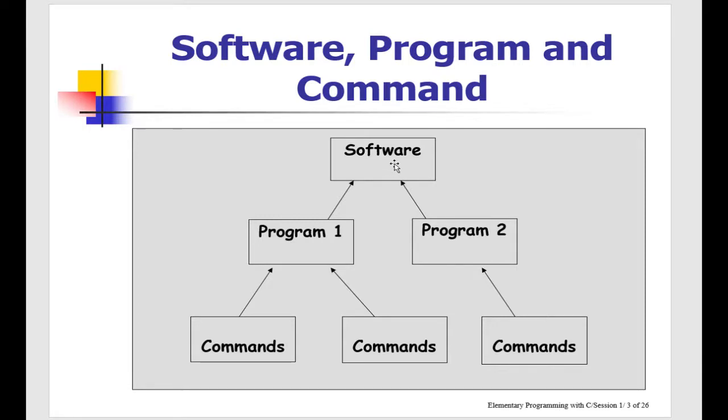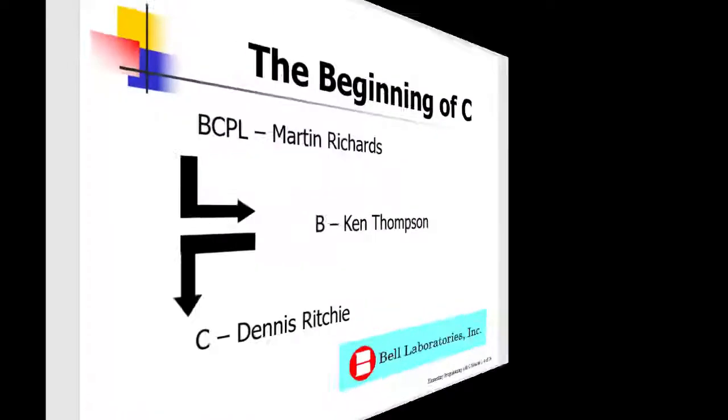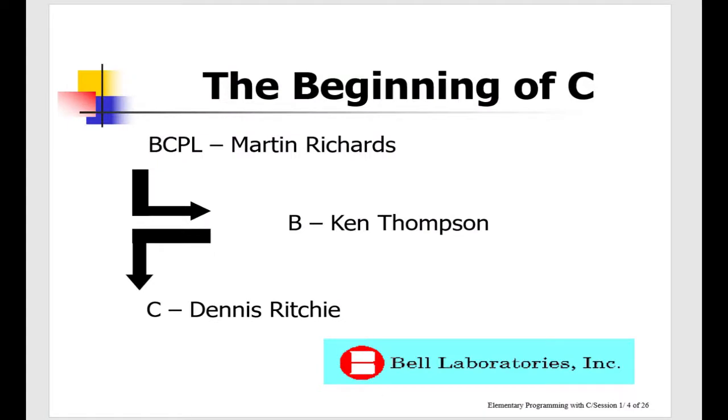Now, having understood what a software is, let's look at the beginnings of the C programming language. And we go back all the way to the 1970s and 60s. So we start with BCPL, which was made by Martin Richards. This is in the late 60s. And BCPL is the acronym for Basic Combined Programming Language. And this was followed by the B programming language.